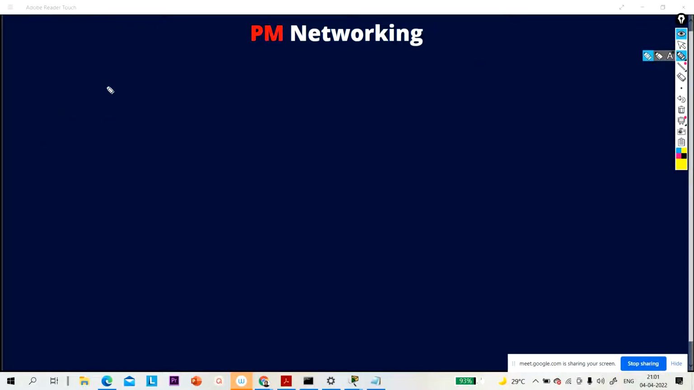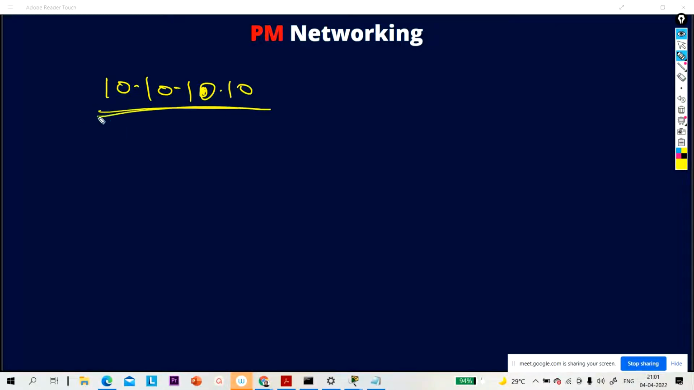Now, I have one IP address 10.10.10.10. What will be the subnet mask for this IP address? 255.0.0.0. Right? What will be the network ID of this IP address? 10.0.0.0, right?